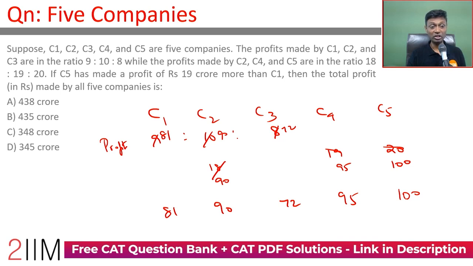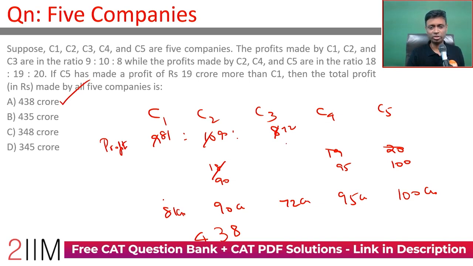of X. C5 has made a profit of rupees 19 crore more than C1. C5 is 19 crore more than C1, or this is 81 crore, 90 crore, 72 crore, 95 crore, 100 crore. The difference 100 minus 81 is exactly 19. Total profit made by all of them put together, the sum of all this. 81 plus 90 plus 72 plus 95 plus 100 is 438 crore. Choice A, done.